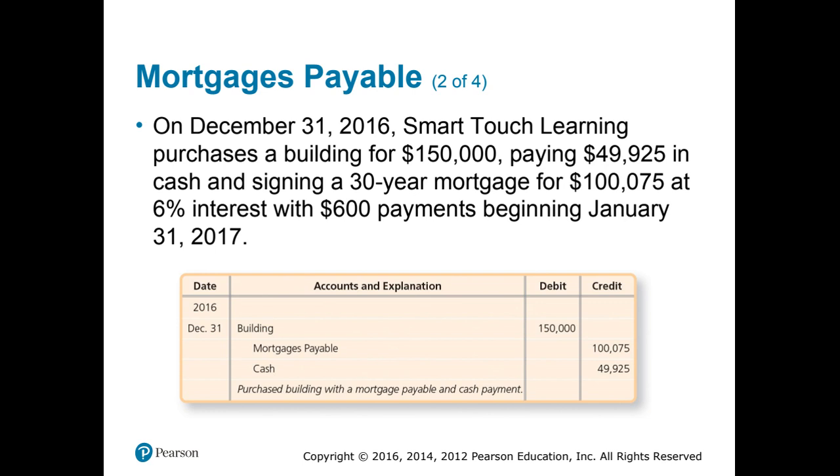This information down here, we don't need currently for this journal entry. This is just additional information. So don't let that confuse you if you see problems like this. For this particular part, we do not need that information. And so we purchased a building with a mortgage payable and a cash payment would be our note.